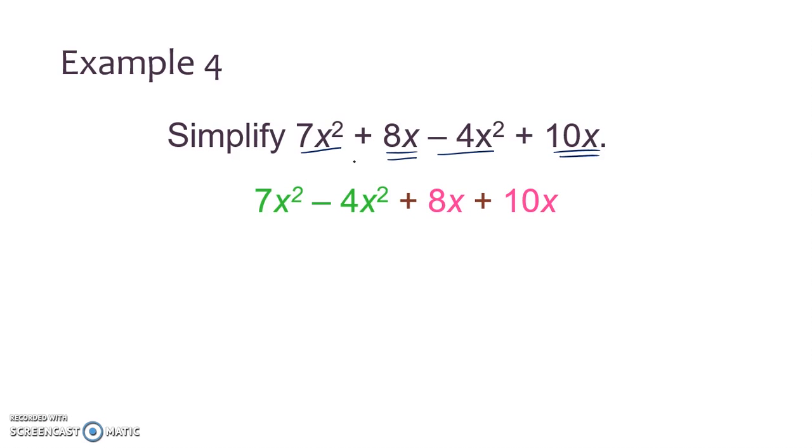It's really important to pay attention to the signs out in front. There was a negative sign in front of that 4x squared, or a minus. Remember, it's like a plus a negative, so it's our minus sign. We have to keep that attached to that 4x squared. So now we have 7x squared minus 4x squared. So 7 minus 4 would be 3x squared, and then 8 plus 10 for our x values would be 18x, and that is simplified. That's actually all we have to do for example 4.